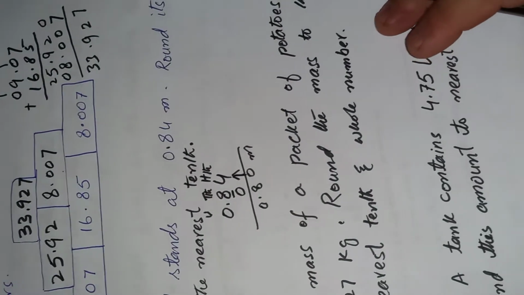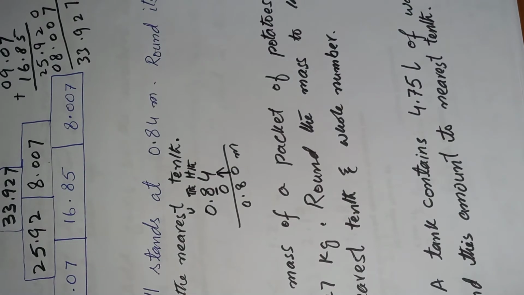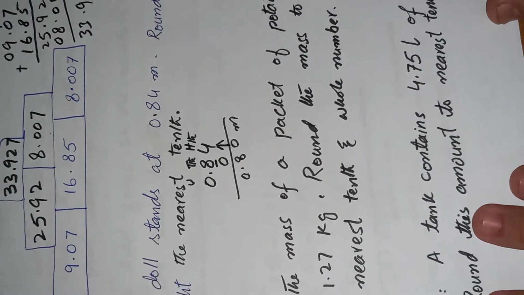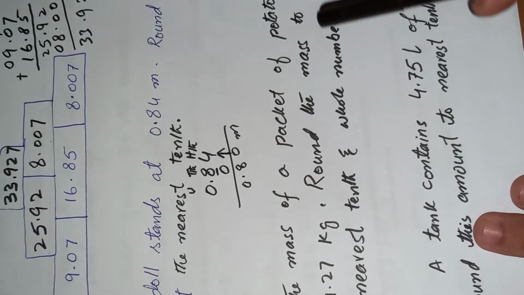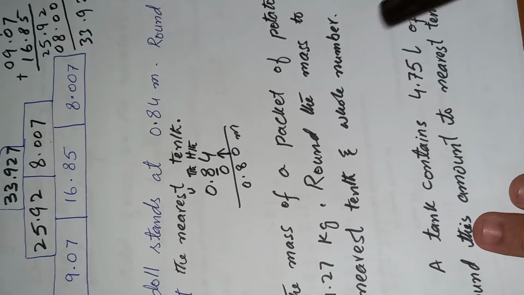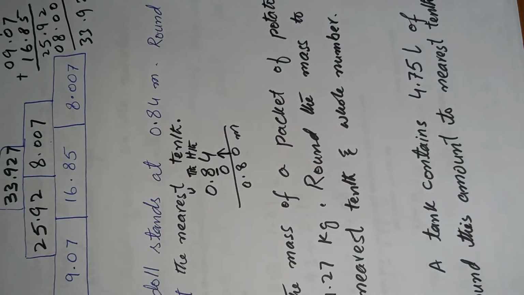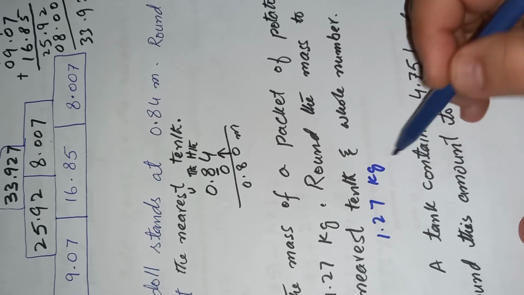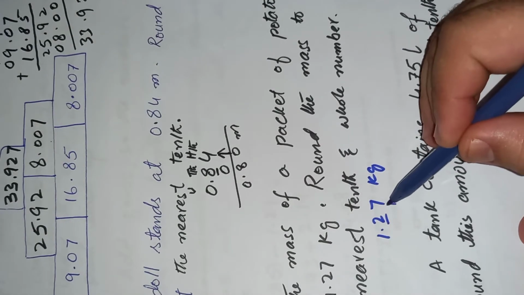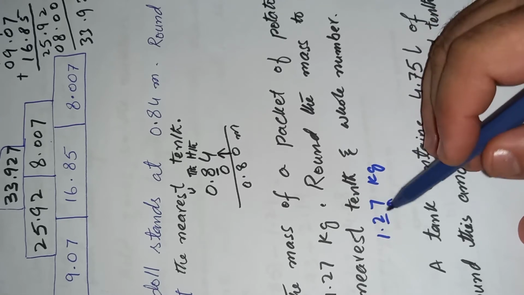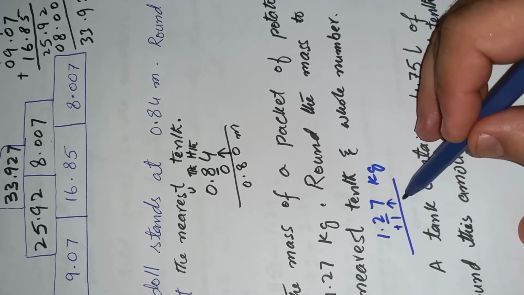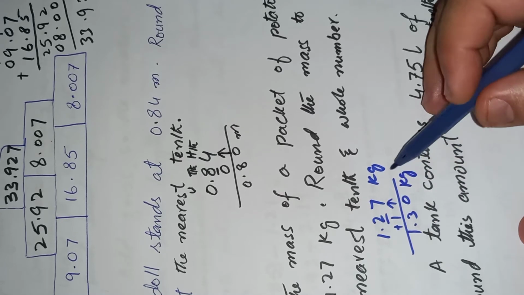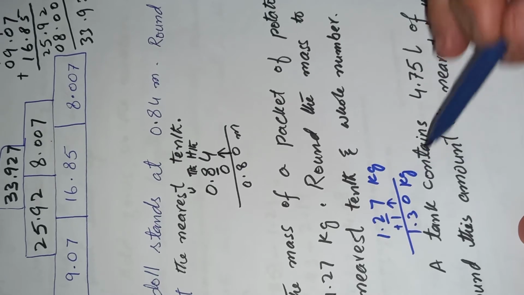Don't forget to write the unit. The next question is about the mass of a packet of potatoes, which is 1.27 kilogram. We have to round the mass to the nearest tenth and whole number. First we will round this mass, 1.27 kilograms, to the nearest tenth. Tenth means this one, so we have to see this one. Is it 5 or more than 5? Yes. So we will add 1 here and make this 0, and 2 plus 1 is 3, point as it is, and so this much kg is rounded off to the nearest tenth.